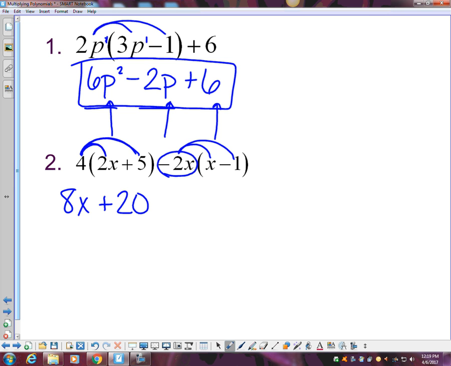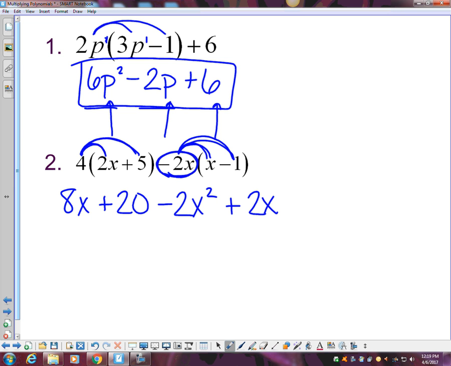Okay, again, I'm distributing a negative 2x. So negative 2x times x. Remember, those x's have powers that are ones, and when you multiply, you add your powers. So negative 2x to the second. And then negative 2x times a negative 1. Well, negative times a negative is a positive, and 2x times 1 is just a 2x. Now, before you walk away, we need to get it in descending order, and we need to see if we have any like terms. Okay?